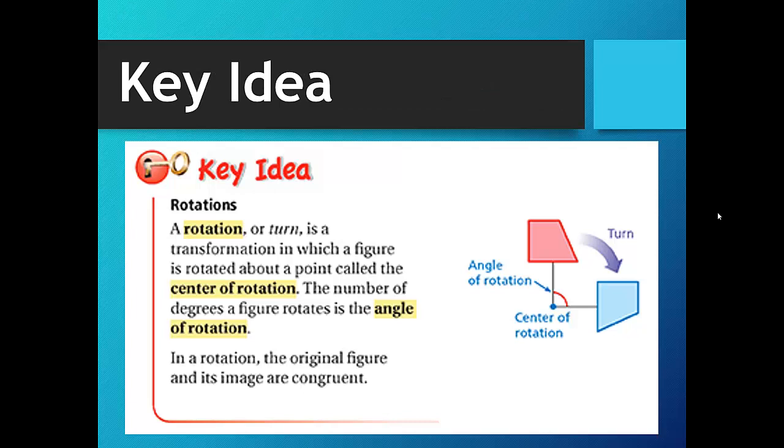First, we're going to look at our key idea. A rotation or turn is a transformation in which a figure is rotated about a point called the center of rotation. The number of degrees a figure rotates is the angle of rotation. In a rotation, the original figure and its image are congruent.